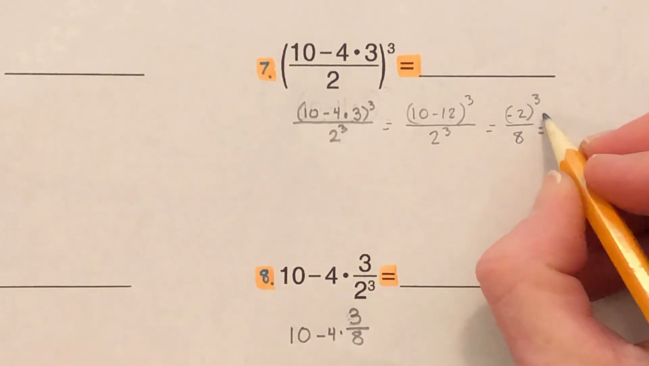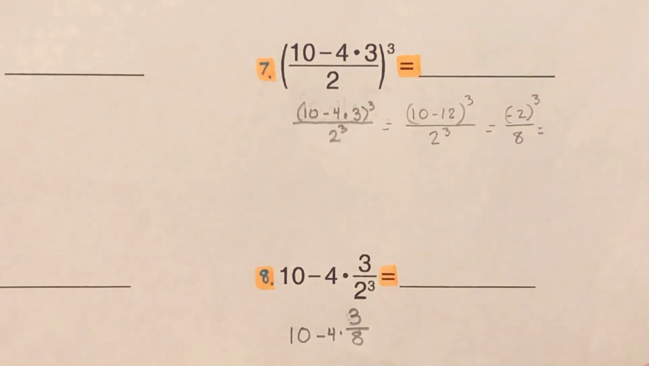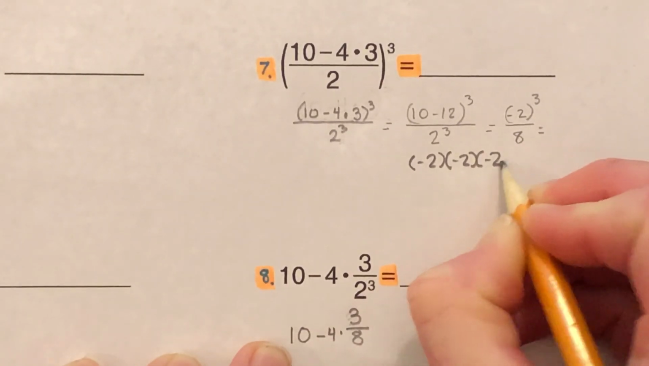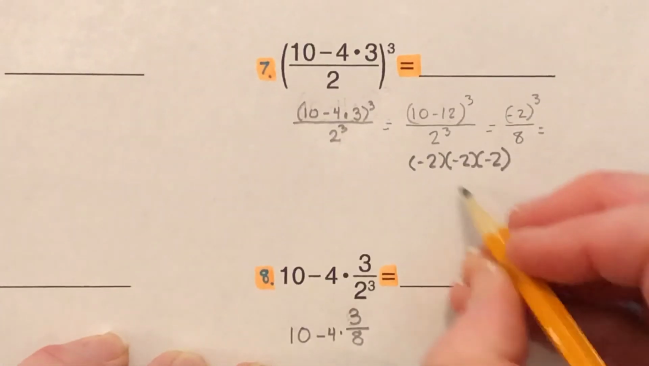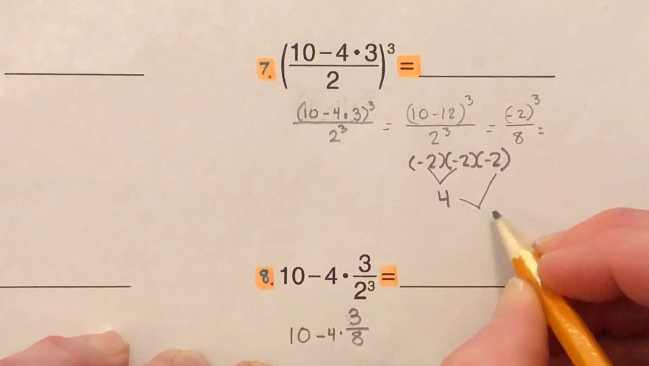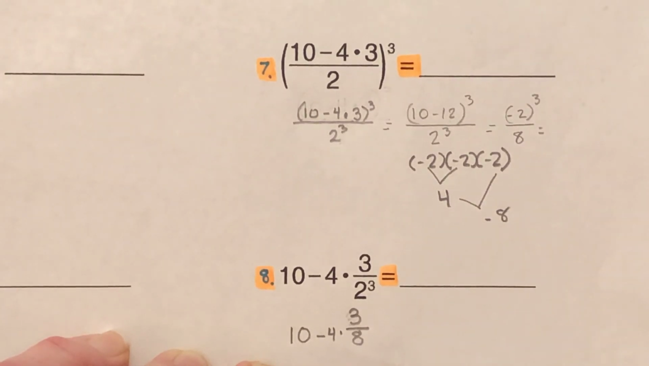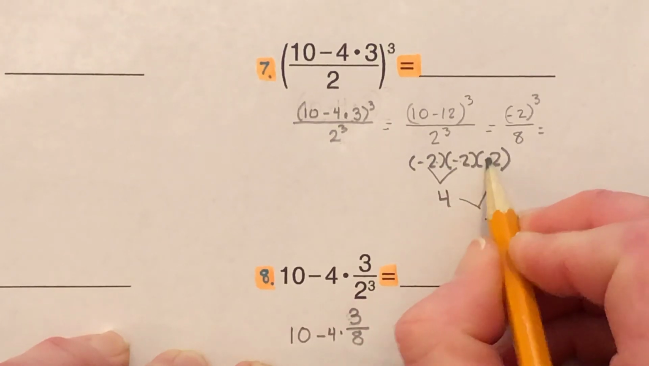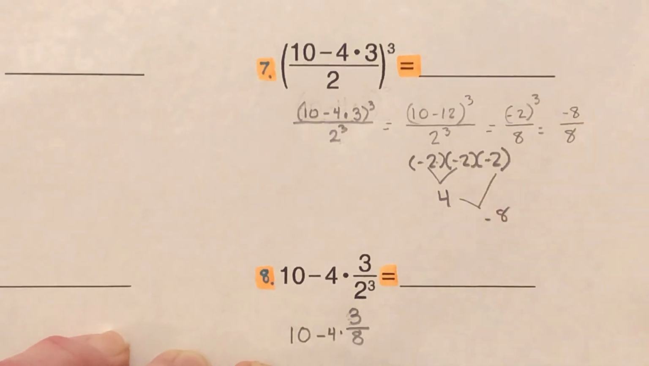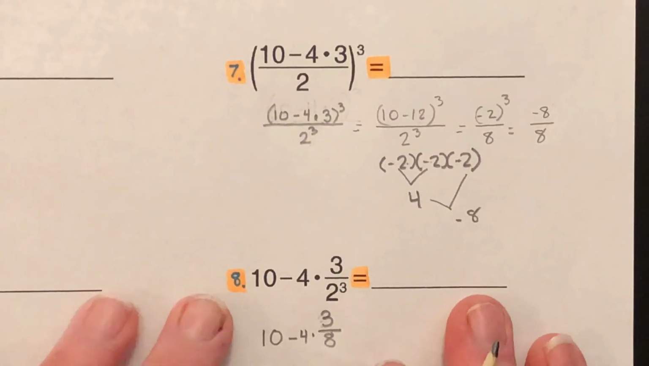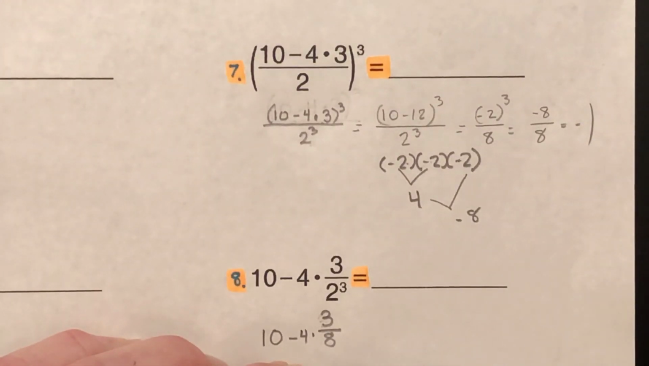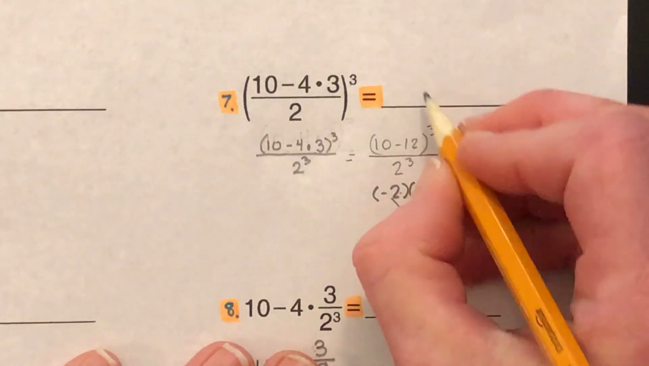So that would be, let me write this out, negative 2 times negative 2 times negative 2. So negative 2 times negative 2 is 4. Then you have 4 times negative 2 is negative 8. Since you've got 3 negatives, you end up with a negative product. So I get negative 8 over 8. When I divide that out, I get negative 1. So the value of number 7 is negative 1.